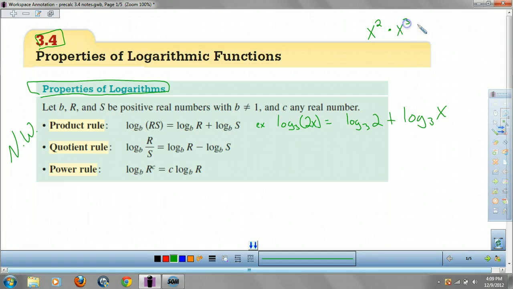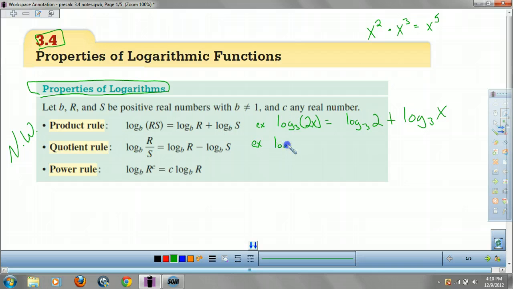You guys remember this rule? What do you do with your exponents? You add them. That's where this comes from, guys. This comes from the same thing as your exponent rules. And that's why division works too. Division then subtraction, because the inverse of multiplication is division, inverse of addition is subtraction.